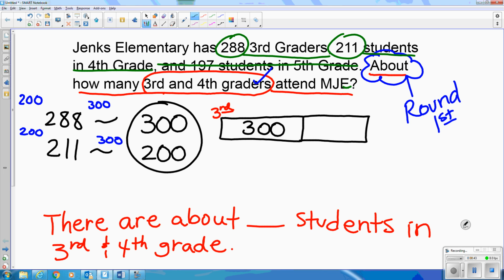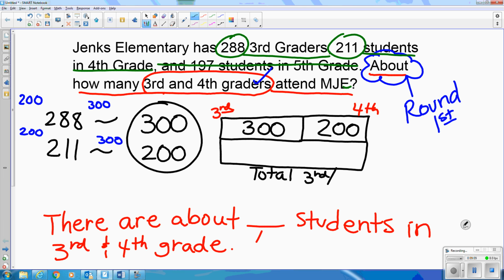200. What does it represent? Fourth graders. Okay. All right. Now, I have a part. What am I looking for? Oh, so we're going to show that here, or a total, right? Okay. And we're looking for the total of third and fourth graders, right? Okay. Now, are we looking for an exact total? No. Remember, we're just approximating, we're just estimating because of that word about.